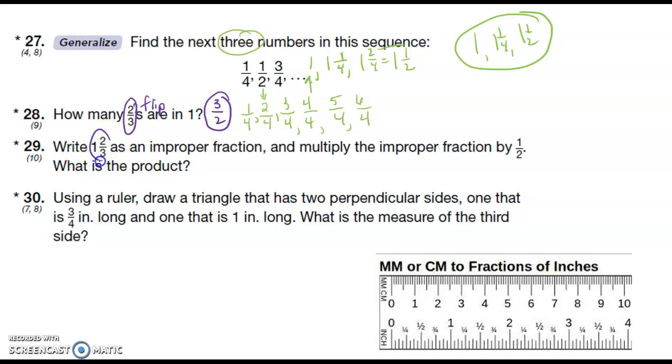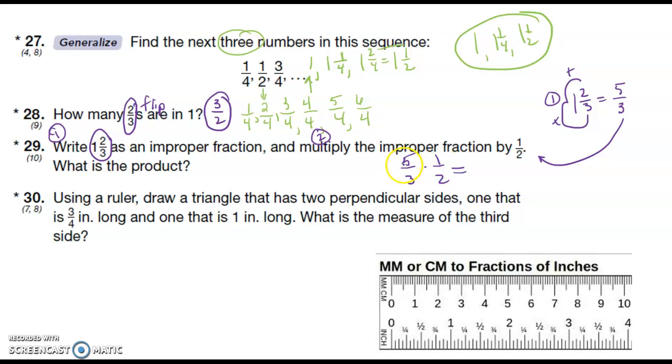29, write 1 2/3 as an improper fraction and multiply the improper fraction by 1/2. So we have 2 parts here. We're going to change this to an improper fraction and then we're going to multiply. So let's do part 1. 1 2/3, we're going to popcorn it: 3 times 1 is 3 plus 2 is 5. And then I have to take this and multiply it by 1/2, so multiply across the top. 5 times 1 is 5. 3 times 2 is 6. This is it. Answer, answer.